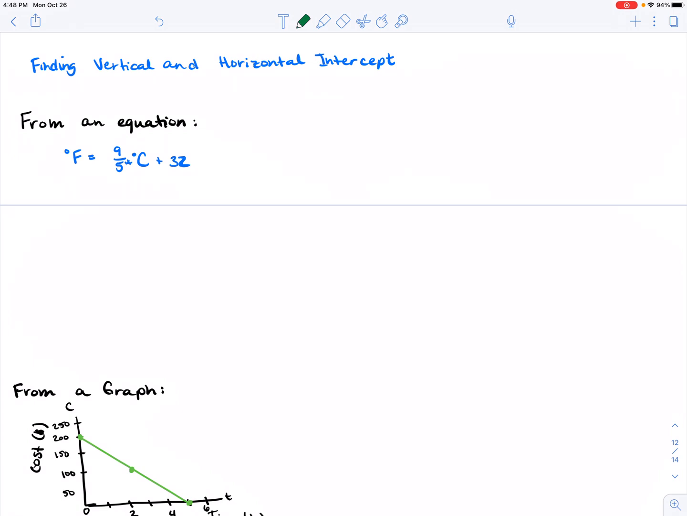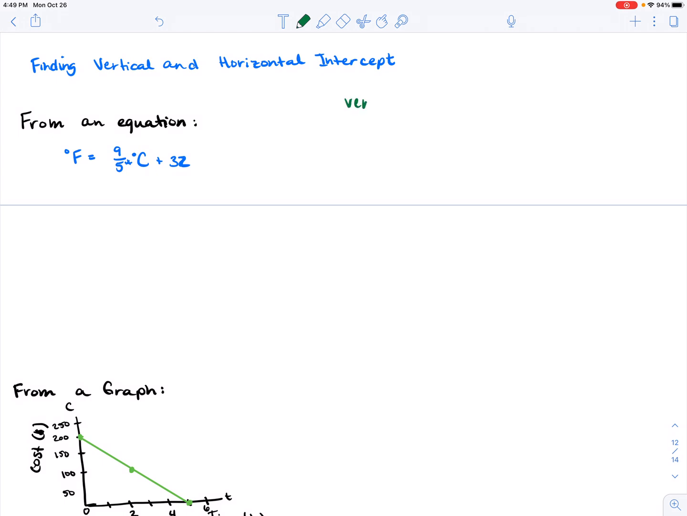So let's look at the first example if we are just given an equation. Here I have the equation for converting temperature in Celsius to Fahrenheit. Fahrenheit equals 9/5 times the temperature in Celsius plus 32. So what does it mean when I say find the vertical and horizontal intercept for this equation?